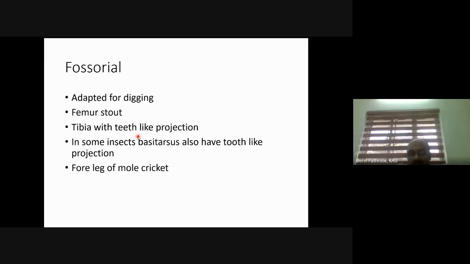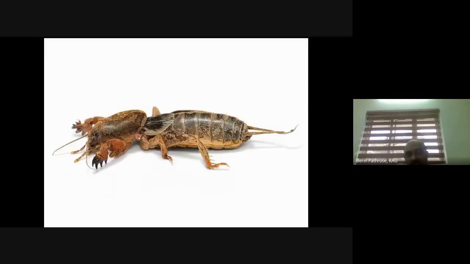So I think you might have seen this insect at least sometimes in your home during night. This is called a mole cricket. This insect is called a mole cricket.